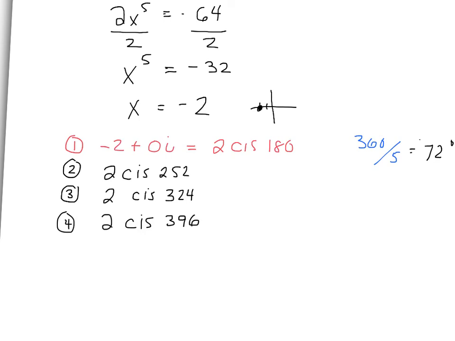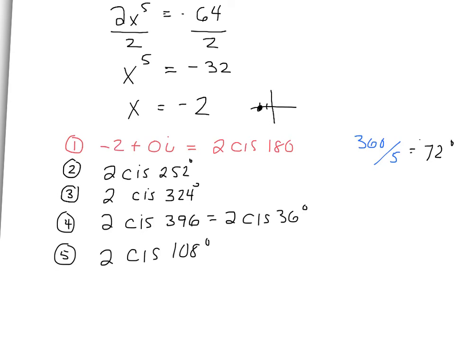which is way more than 360. So I'm actually going to find the coterminal angle. 2 cis, that's going to be, what, 36 degrees? Yes. So that's 4 answers. And then my fifth answer, 2 cis, add 72 to 36. Not 396, add it to 36, and you'll have to find the coterminal. So 72 plus 36 is 108 degrees.